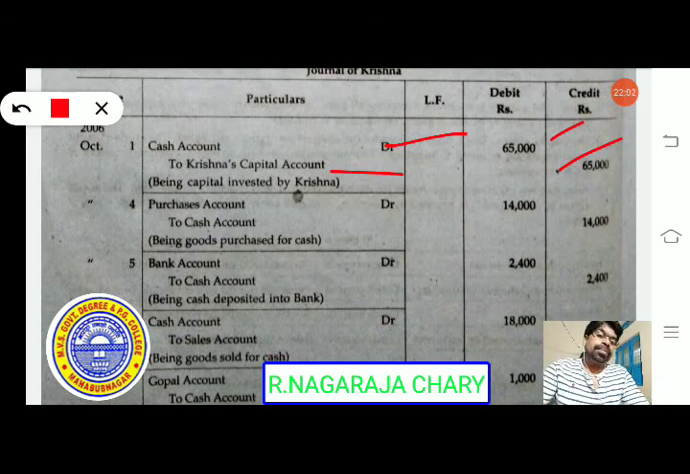So, for this transaction the two aspects are: one aspect is cash, another aspect is capital account. That is why cash account debtor to capital account, right. For this, a small description: being capital invested by Krishna, because Krishna is providing capital to the business concern. That small description is to be recorded here.